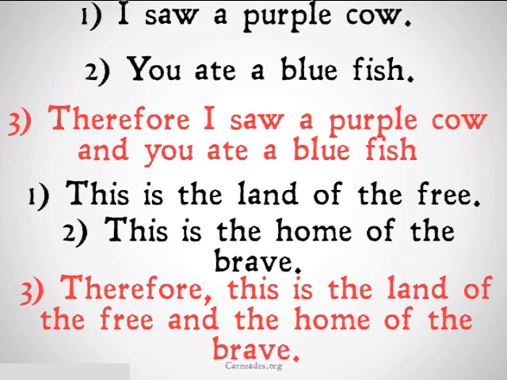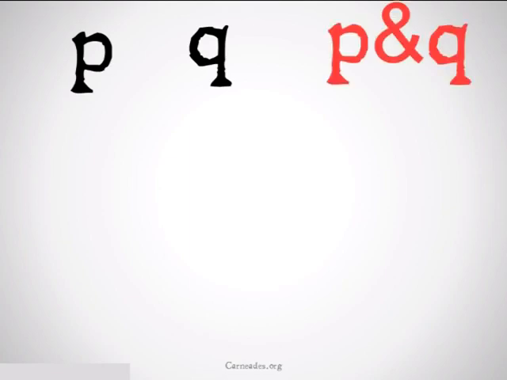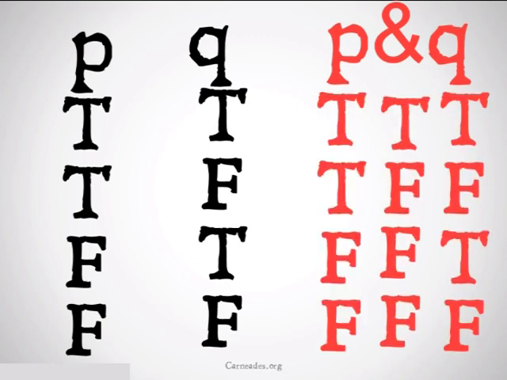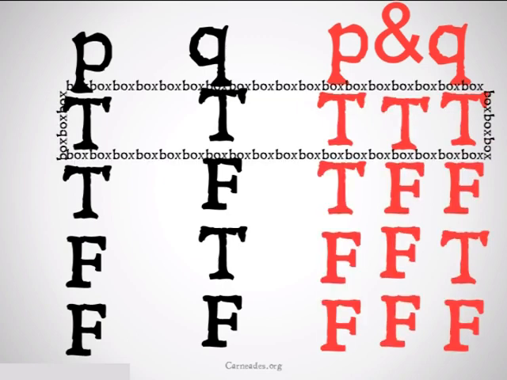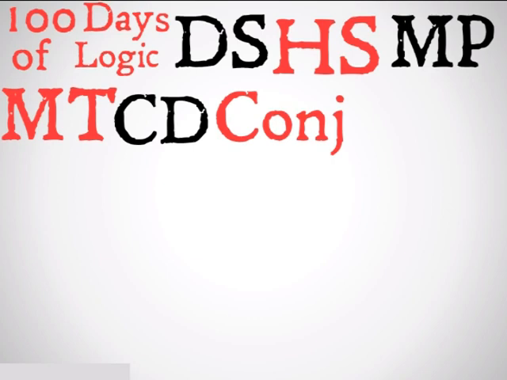Let's take a look at the truth table. So, I want to take P and Q and conclude P and Q. I would fill in my truth tables underneath and focus in on that top row, which is the only row where both premises are true, and I see that the conclusion is also true. So this is a valid form of argument. We're going to represent conjunction with C-O-N-J.